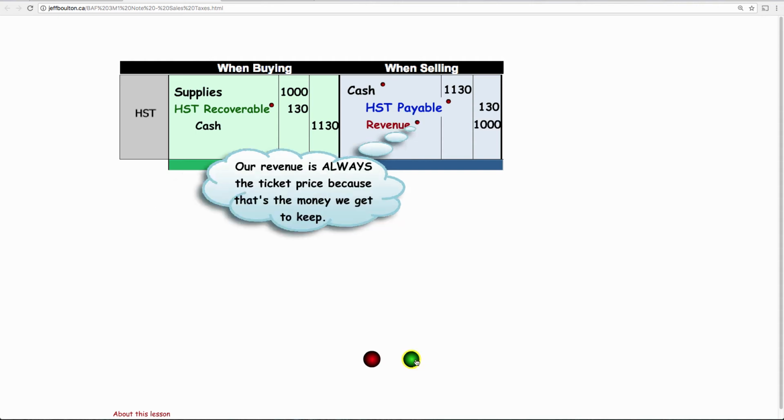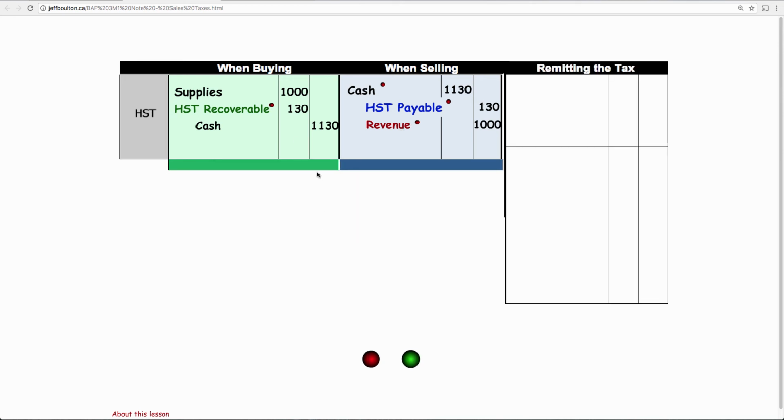We also credit the amount we charge, right? This is $1,000 because we said all of these transactions would be for $1,000 cash, right? So the ticket price was $1,000. The ticket price is always our revenue. So our revenue is $1,000. The tax we collect is $130 that we owe to the government. So that's a liability. And the total that I could put into our bank account because of this sale, this revenue transaction, was $1,130. What would it look like if we returned these supplies?